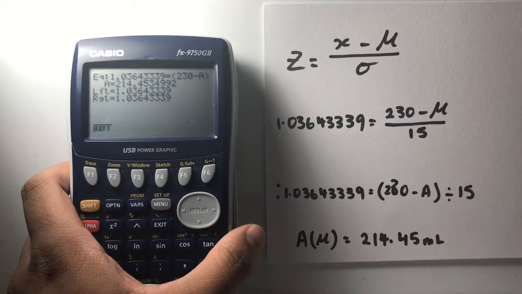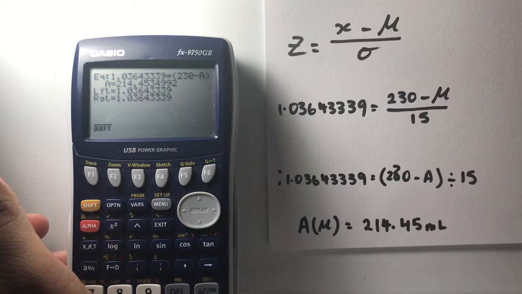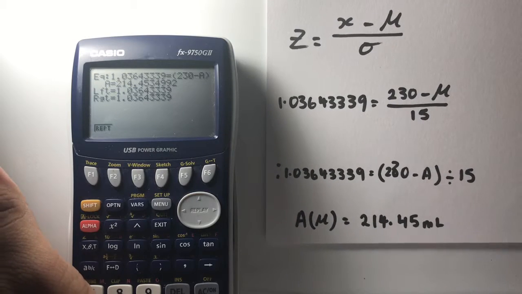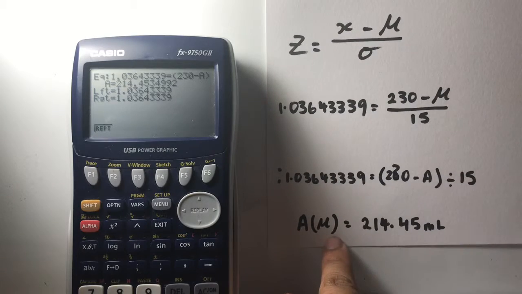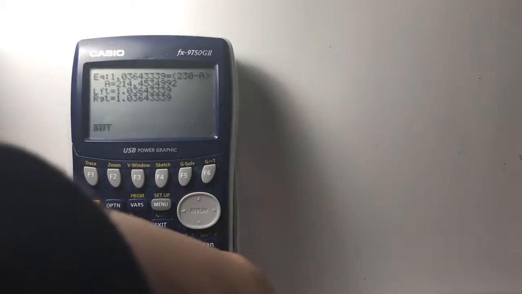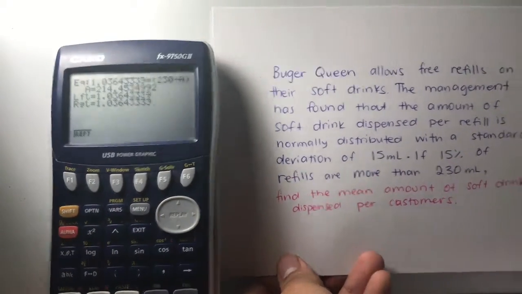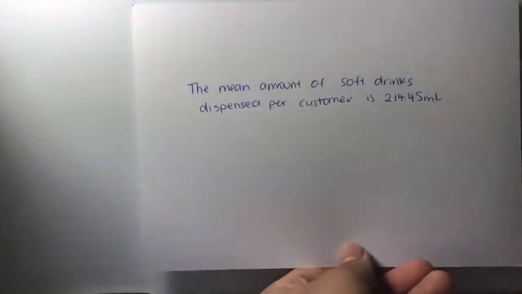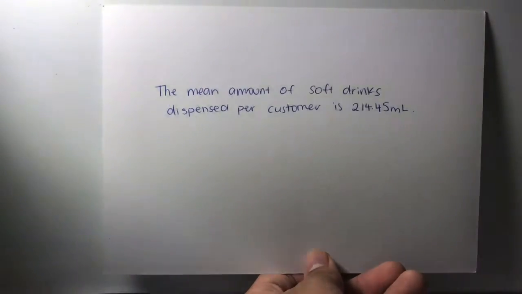214.4534992, and I just rounded it up to 214.45 mils, and using this formula will give you the mu, meaning that when we go back to our question of find the mean amount of soft drinks dispensed per customer, we can now answer that and say the mean amount of soft drinks dispensed per customer is 214.45 mils.